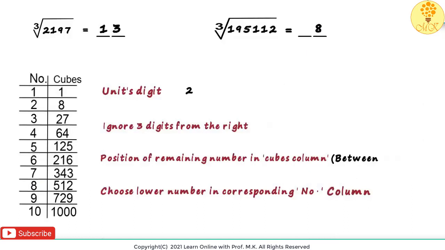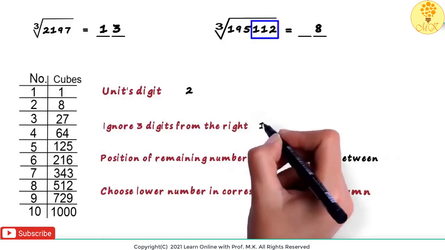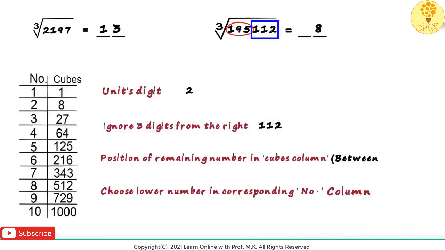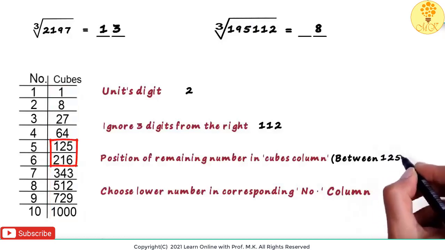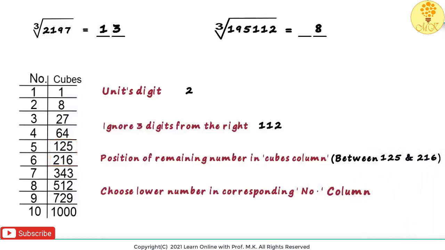Now we ignore 3 digits from the right, that is 112, and what remains is 195. Now where is 195 placed in the cubes column of the table? It is placed between 125 and 216. That is, it is placed between 5 cubed and 6 cubed. So from the numbers column, we choose the lower number among 5 and 6. It is 5. And we write this number in the tens place of the answer. Hence, the cube root of 195,112 is 58. With good practice, you will be able to solve this in 5 seconds.